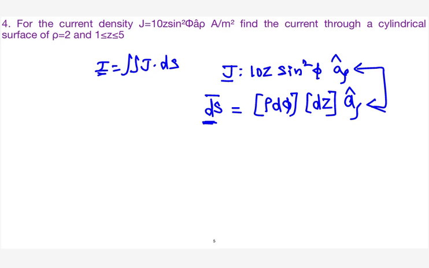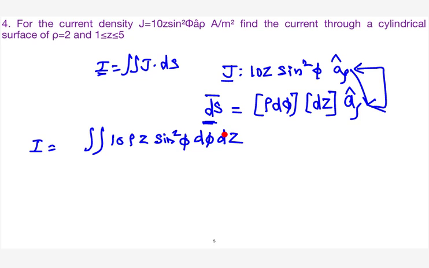So now you take the dot product. I is equal to the double integral. Arho dot arho, you forget about that. So you will get 10 rho z sine square phi into d phi into dz. Rho also you take as constant because integration is with respect to phi and z. So 10 into, the rho value already given, constant value it is 2, and the integration of z dz into the integration of sine square phi d phi.